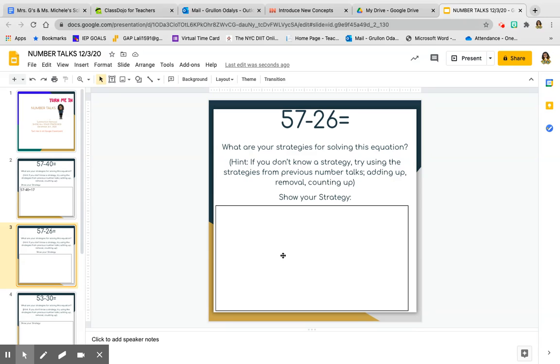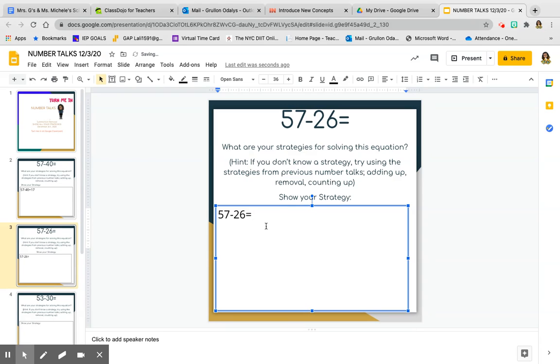The next one is 57 minus 26. I'll give you guys a chance to think about that one. Okay, so I'm going to practice using the adding up strategy with this one to help me figure out what the difference is between 57 and 26.